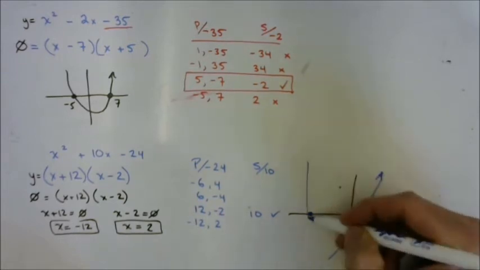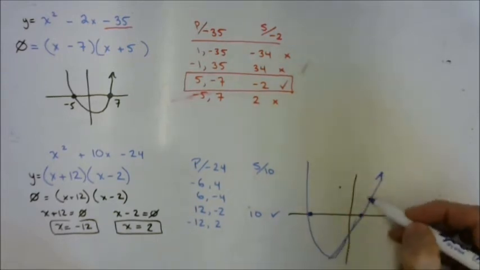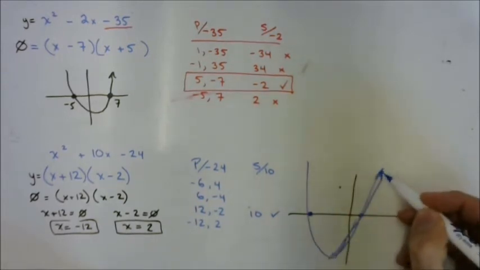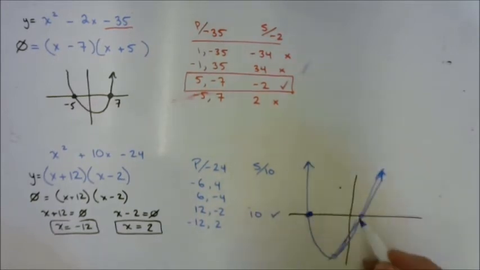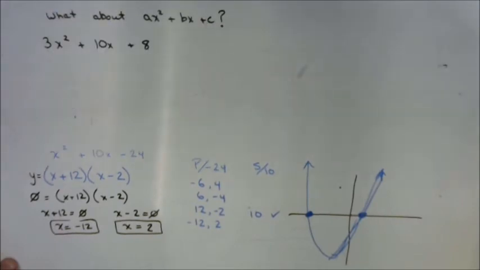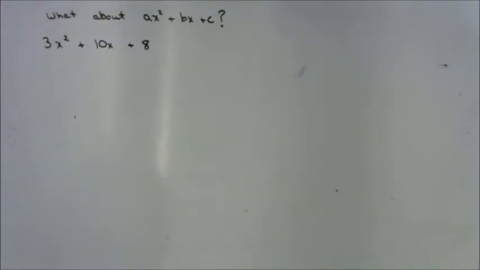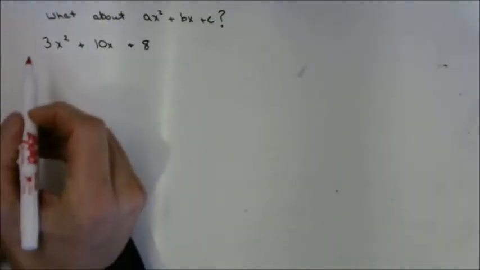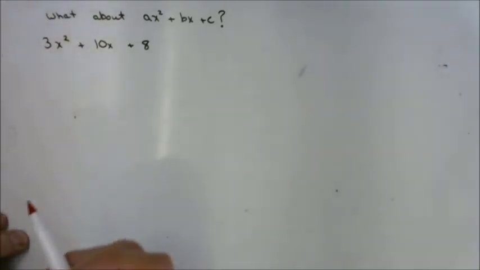And it looks something like that. That's pretty wonky, but you get what I'm saying. It helps you find those x-intercepts. Well, what if I get a real tough one? Like, what if the coefficient in front of x squared is 3, not 1, like I'm used to?